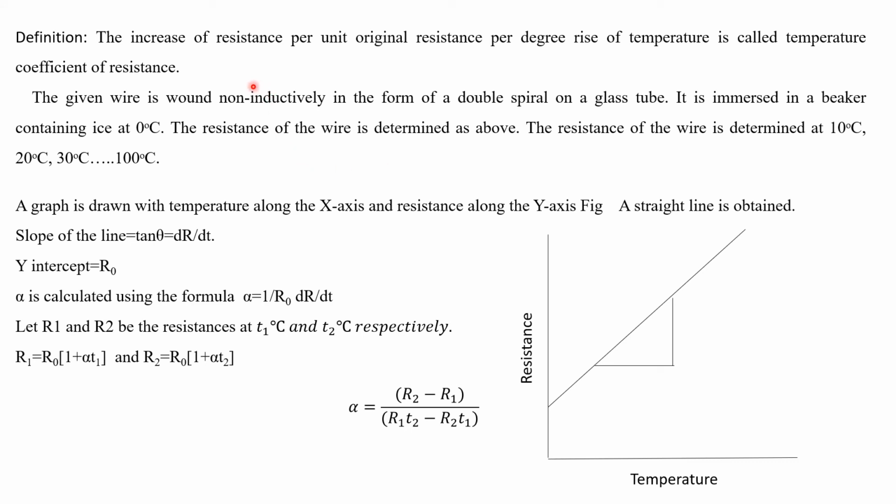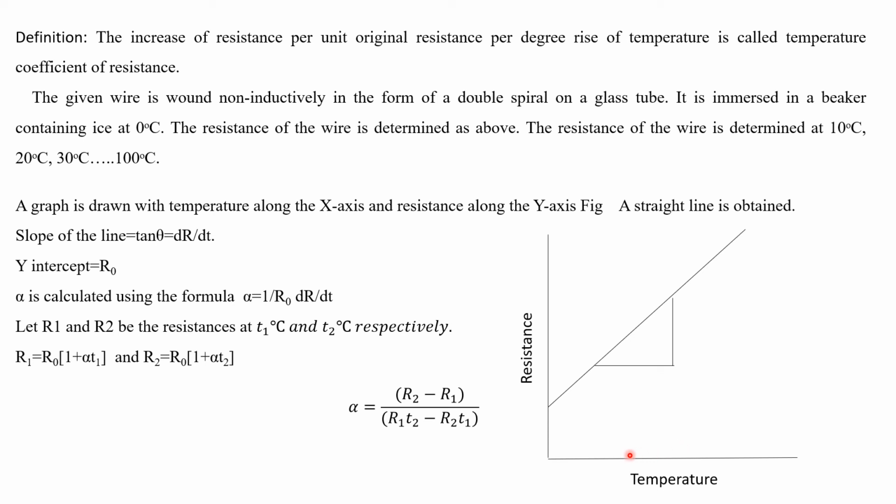By definition, the increase of resistance per unit original resistance per degree rise of temperature is called the temperature coefficient of resistance. The given wire is wound non-inductively in the form of a double spiral in a glass tube. It is immersed in a beaker containing ice at 0 degree. The resistance of the wire is determined at 0, then at 10, 20, 30, 40 degrees, up to 100 degrees Celsius.